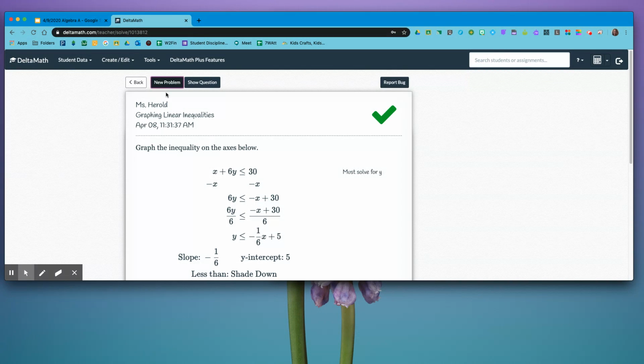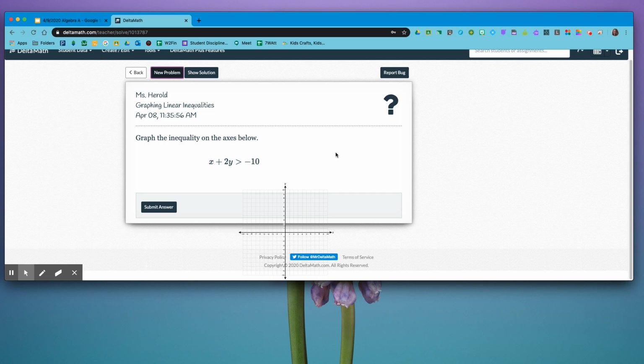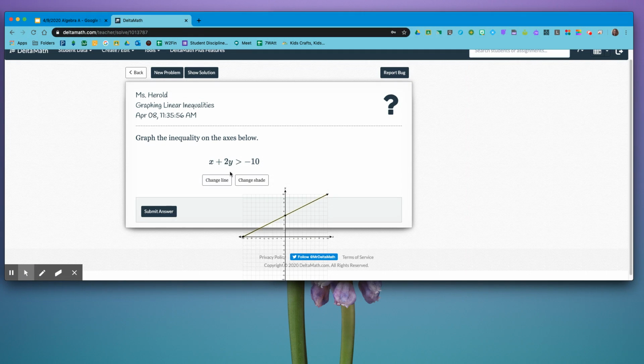Let's try one more, because remember, the next thing you do is you would choose new problem. And these are going to be different for everyone. So there's not much we can do about that. Again, standard form equation. I can use the intercepts method: when x is equal to 0, y would be equal to 5. When y is equal to 0, x would be equal to negative 10. Do I want to change the line? Yes. And this is a greater than, so I want to make sure it's shaded on top.